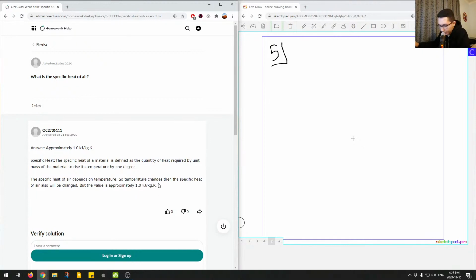Okay, so when we think about specific heat, it is often represented by the constant C. All materials have a specific heat. So the specific heat of air is just about 1. And it's often used in this formula: Q is equal to mc delta T. So this C right here is specific heat. I'll define all the variables. Q is the heat energy.